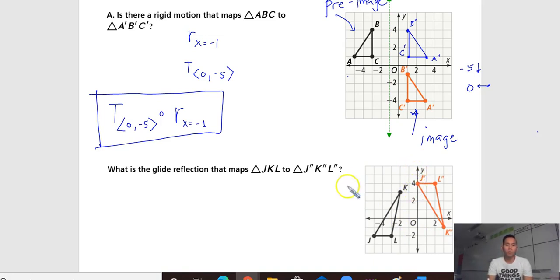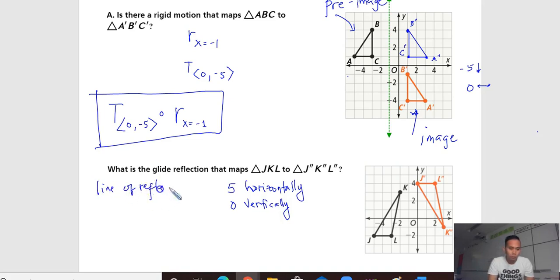Okay, so I'll repeat, 5 units horizontally and 0 units vertically. So that is the translation. Second, we have to determine the line of reflection. So what is the line of reflection? The line of reflection is y is equal to 1.